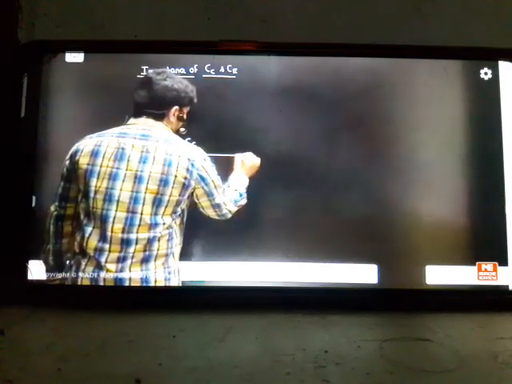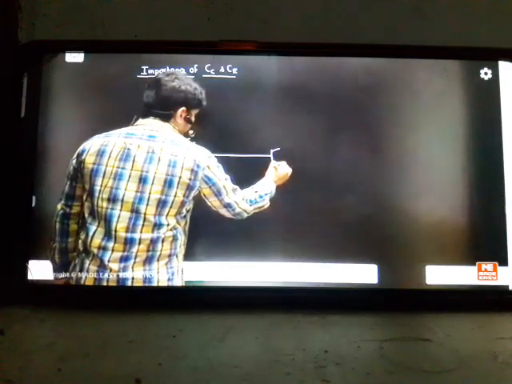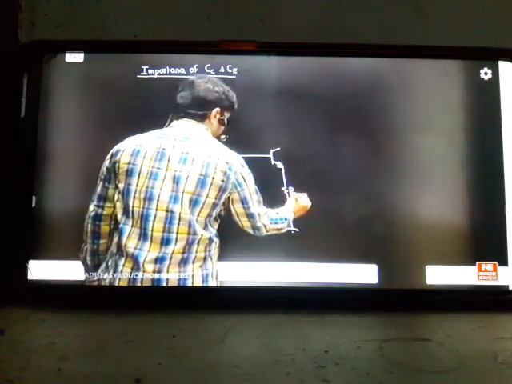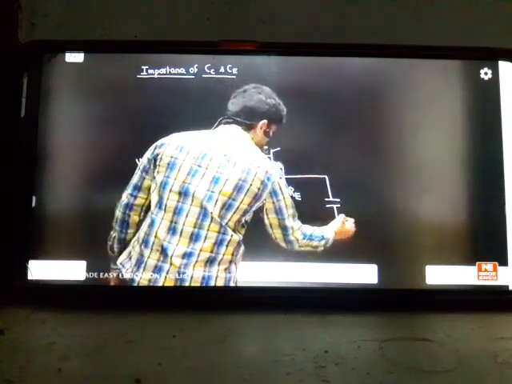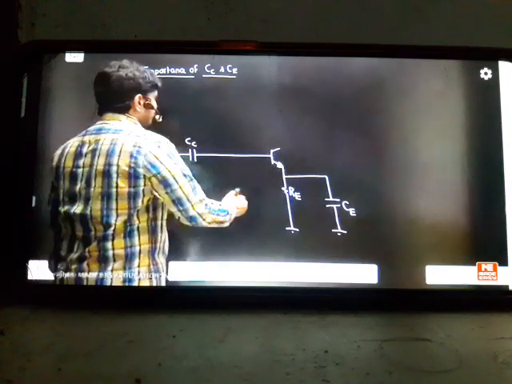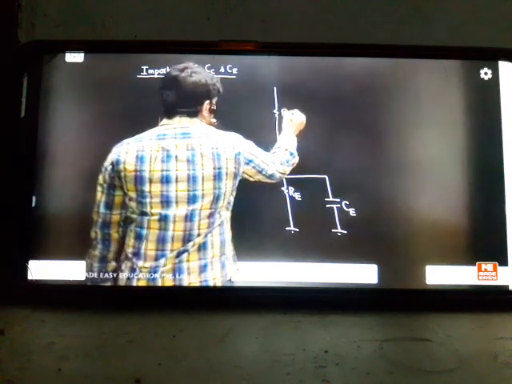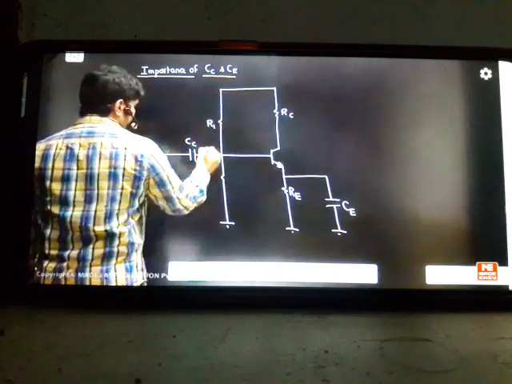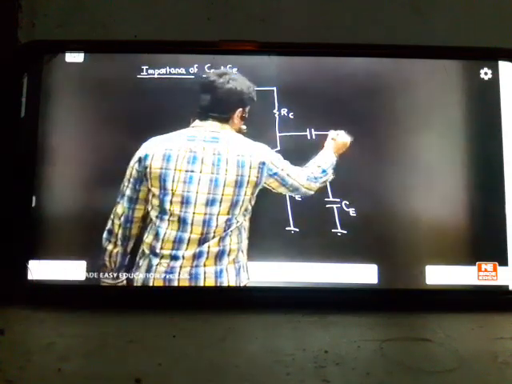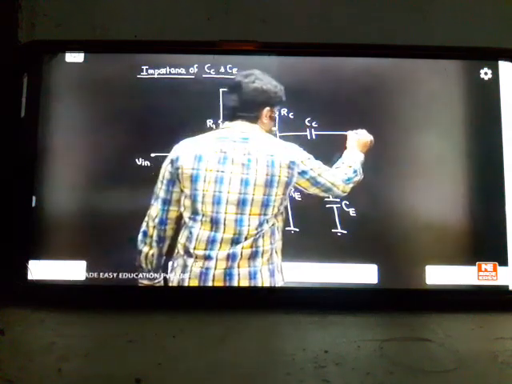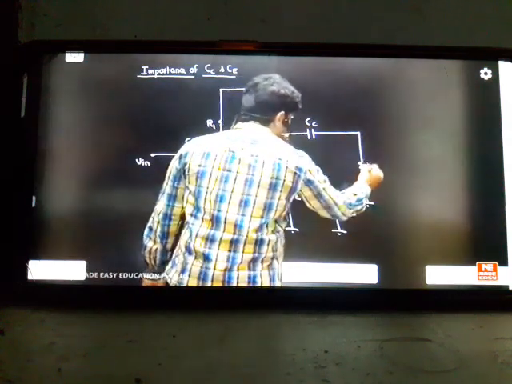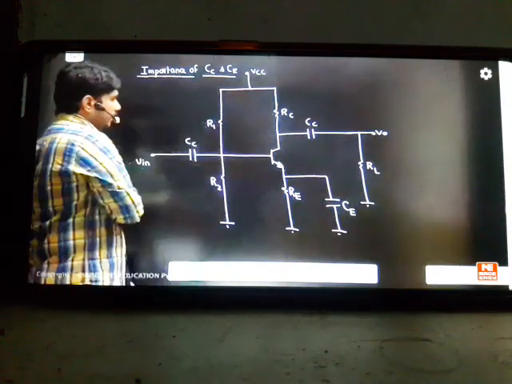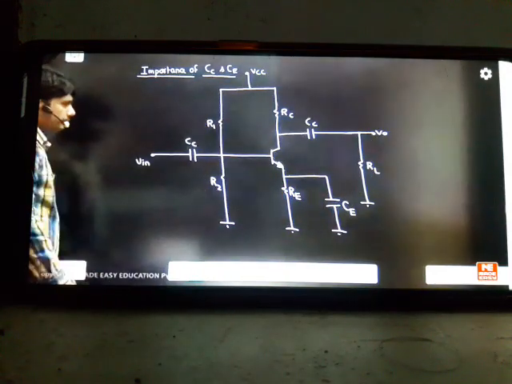See here. Next we have the transistor. We have RE here. Next we have the capacitor CE. Next we have RC. Next we have the biasing circuit. This is R1. This is R2. Next we have the capacitor CC. And finally you'll see some load. This is your RL. This is your output. You can see this is the VCC supply. So this is actually your amplifier diagram.